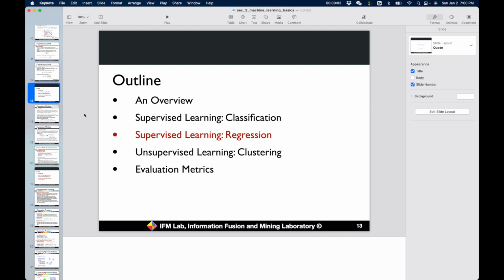Okay, so besides classification, another important task studied in supervised learning is called regression. Regression is different from classification. Regression mainly focuses on predicting real number values as output. It's not for the class label to be predicted. We want to get some values to be predicted.